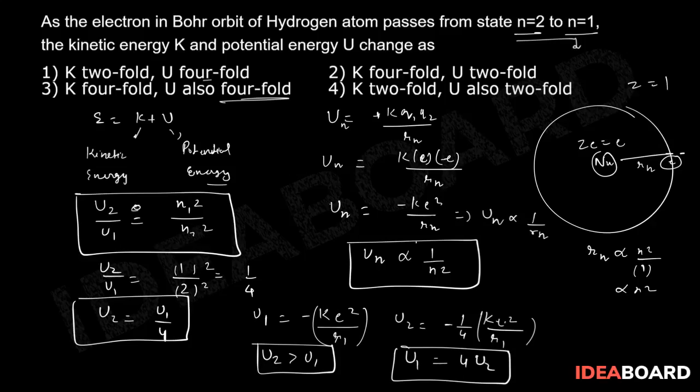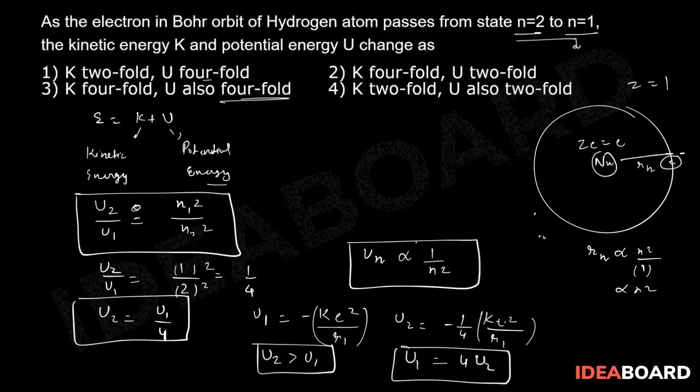Now we need to talk about kinetic energy. Now we know that kinetic energy simply is the half of potential energy in Bohr orbits, right? That means K is going to be K E square upon 2 Rn. So now K1 by K2 will be Ke square upon 2 R1 upon the same for R2, and now we know that again this is proportional to n square simply. So I can directly use that relation.